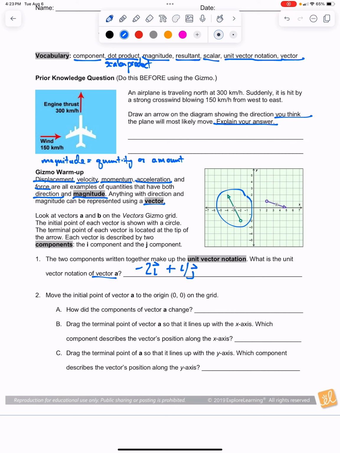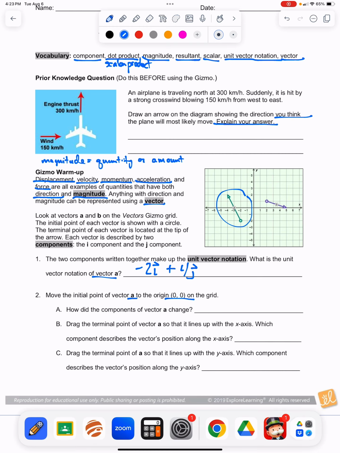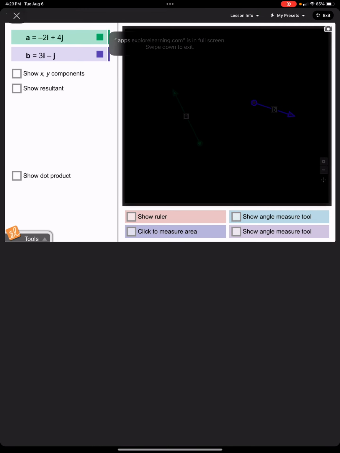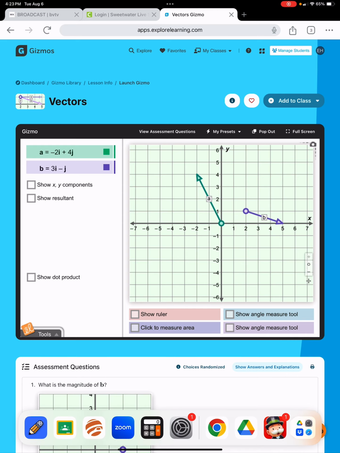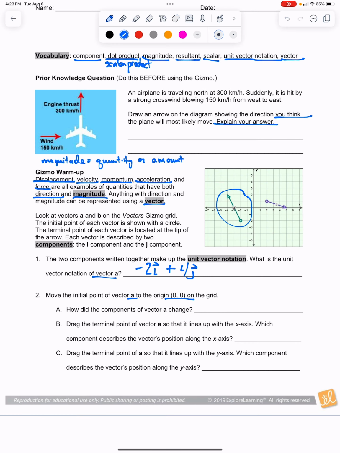Part 2. Move the initial point of vector A to 0, 0, the origin on the grid. So I'm going to slide this over right there. And notice the components for A did not change. It still says negative 2i plus 4j. So how did the components change? They did not change. The components stayed the same.